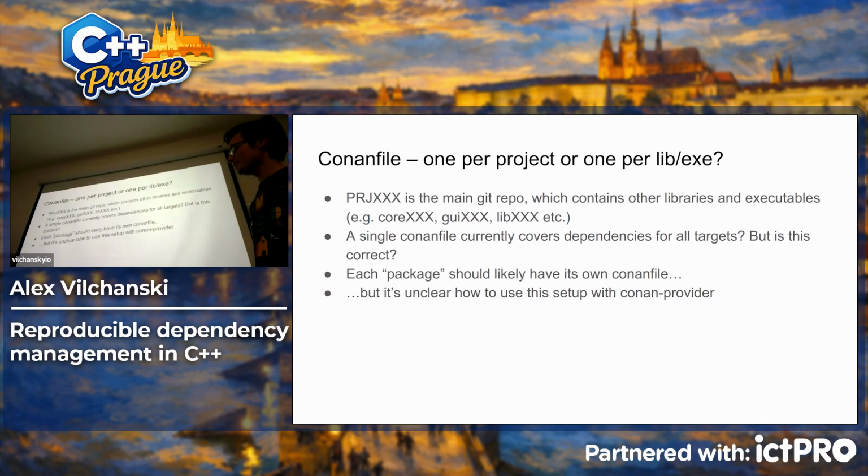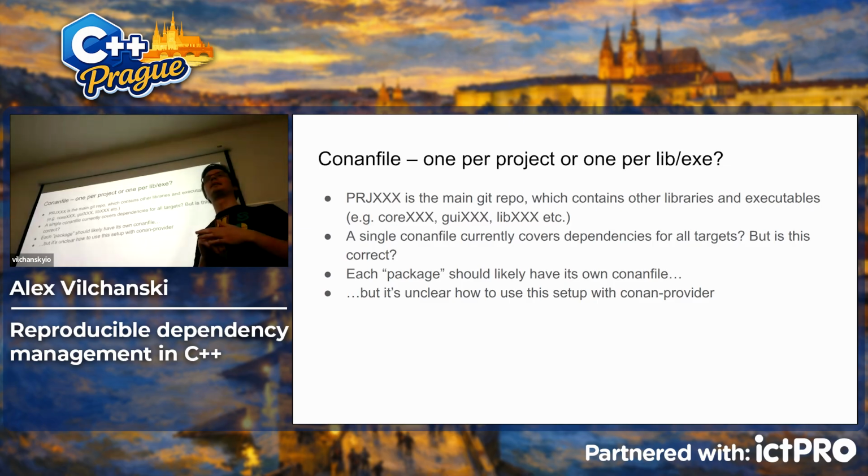And currently it just lists all other internal dependencies from other Git repos and all external dependencies for core, GUI, some library, whatever they need. The whole package lists it in one Conan file. The main problem here is that I have a feeling that if you use the Conan provider, then you can only use it with one conanfile.py. Does anybody know if that is true or not?